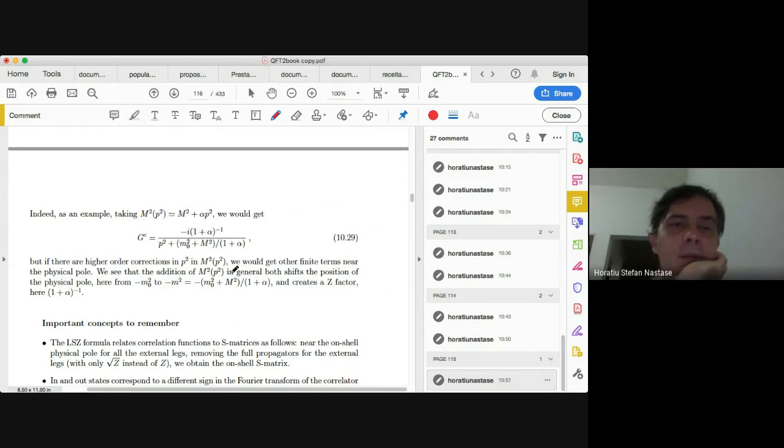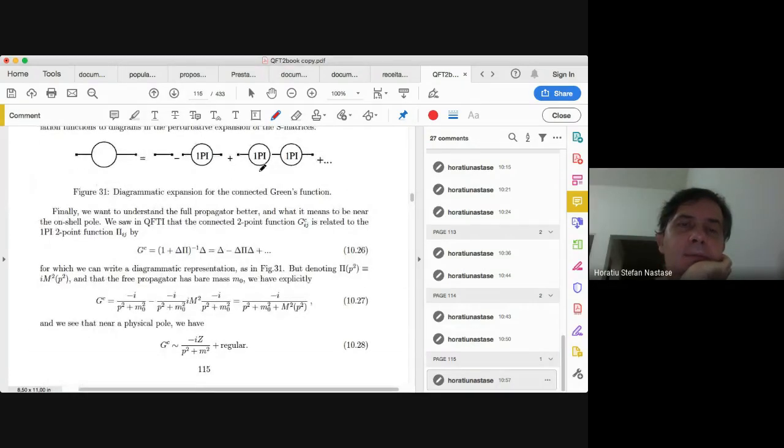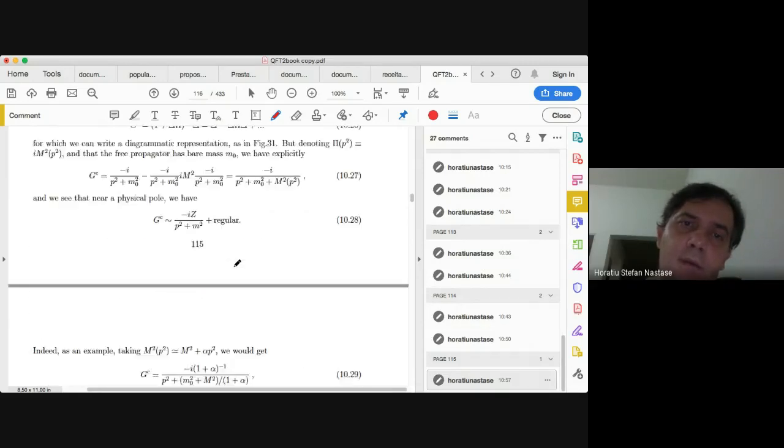Right. So the moral is that this 1PI function, this polarization function, pi, or capital M squared of p squared, changes both the physical pole from m0 squared to this combination, and it creates a wave function renormalization z. All right.